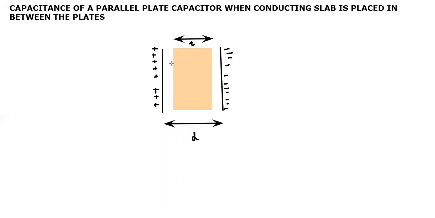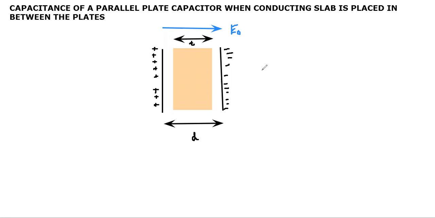As there is a positive charge over here and a negative charge over here, there would be an external electric field that would be going from positive to negative. So let this be the electric field. It will be E naught, that is of free space. Now, what happened when a conductor is placed in between?